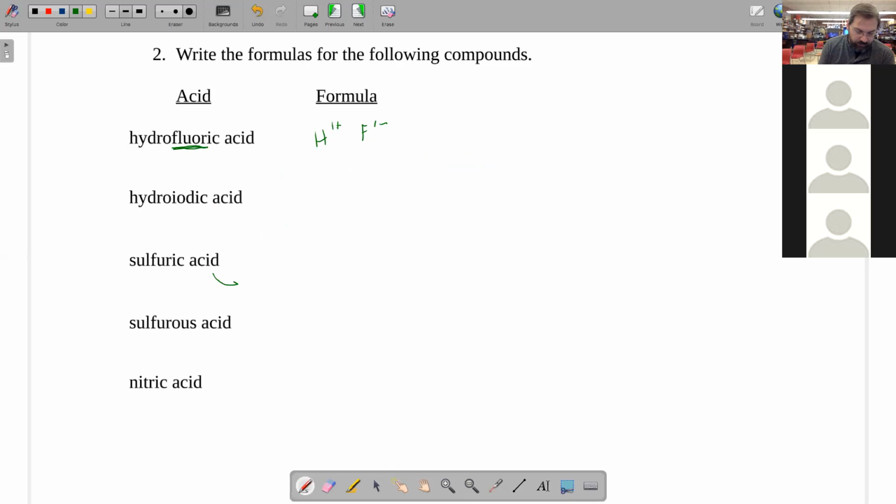And we'll just do sulfuric acid. Ic must have come from ate, so you're looking for sulfate, and sulfate is SO4 2 minus. So you've got to have hydrogen, and then the sulfate, and that becomes H2SO4.